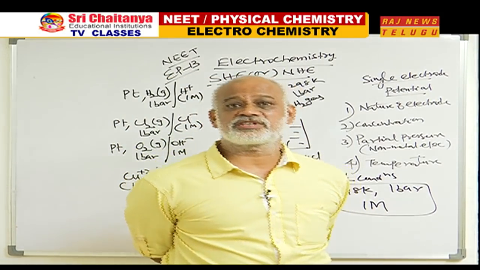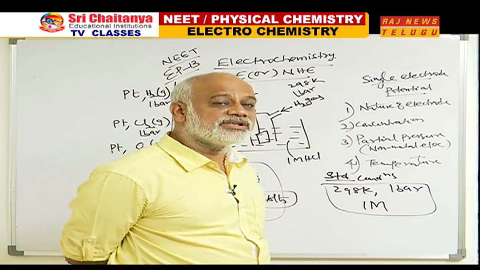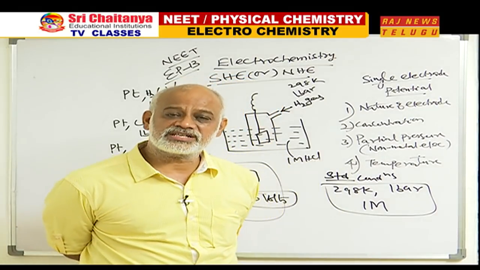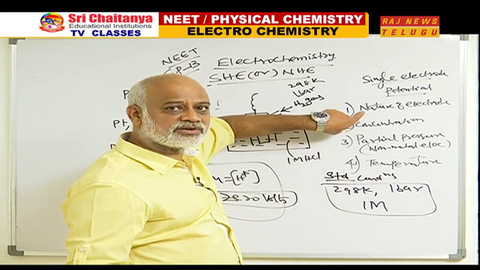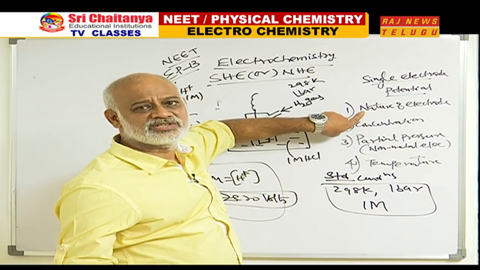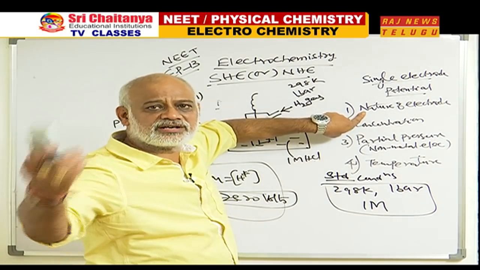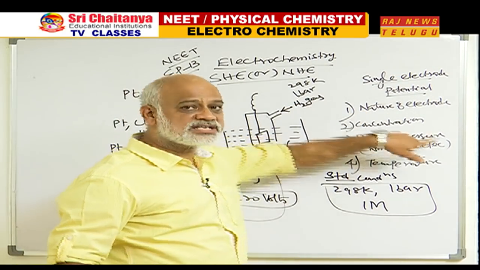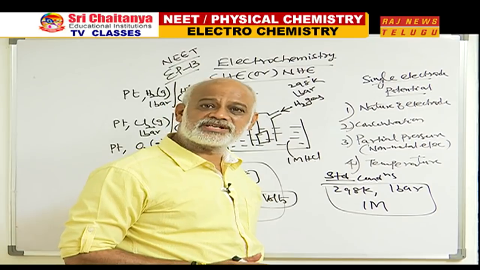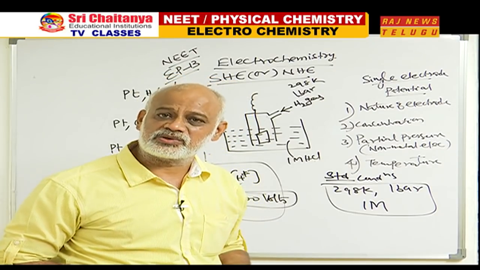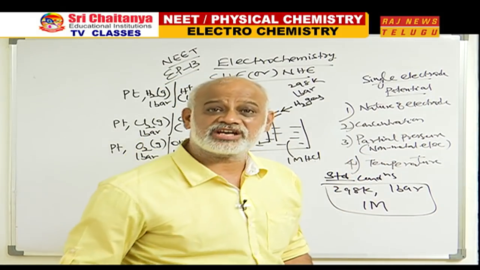What is the reason that I am using the word standard? To understand that concept, I already wrote the factors which influence single electrode potential. They are the nature of the electrode: sodium, potassium, rubidium, tin, lead, silver, copper, each one of them. The concentration of the solution plays a vital role in the calculation of potential. Along with that, partial pressure.